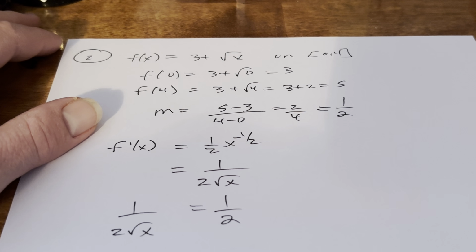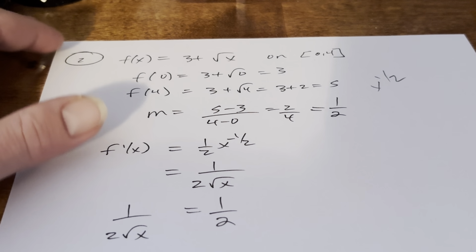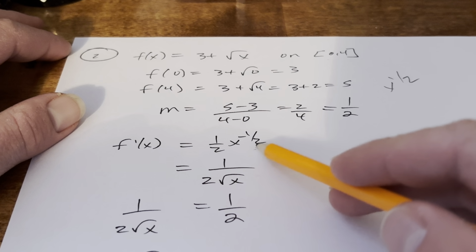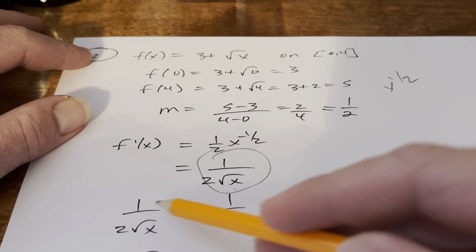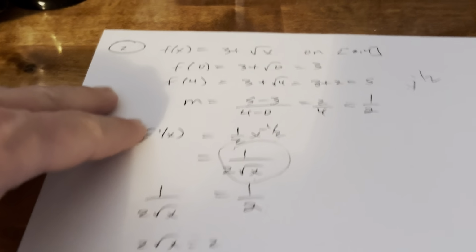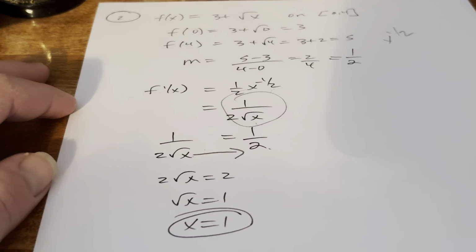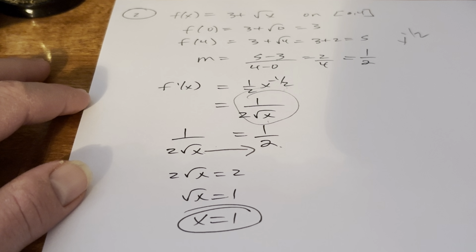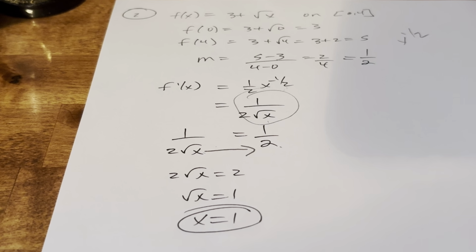My slope is 1/2. The derivative of x to the 1/2 would be 1/2 x to the negative 1/2. So I take my derivative, and I set it equal to my slope. Notice how the numerators are the same. If you have a statement of equality, the denominators must be the same. 2 root x is 2. Divide by 2, root x is 1. X is 1, which is nicely in the interval 0 to 4.